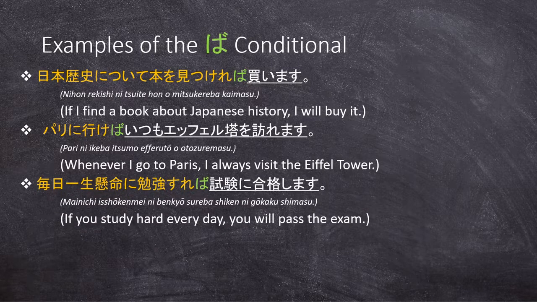And let's see our third sentence. 毎日一生懸命に勉強すれば試験に合格します. If you study hard every day, you will pass the exam. As you can see here, once again, we have balanced out the trigger and the result. So we are basically saying what you need to do in our first clause, in the ba clause, in order for the second clause to happen. We are saying that you should study hard every day in order to pass your exams.